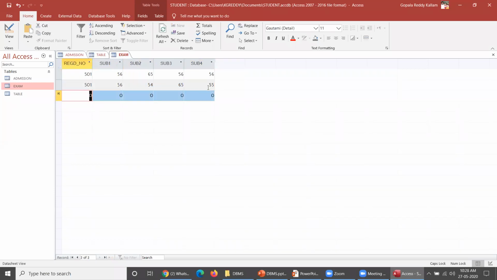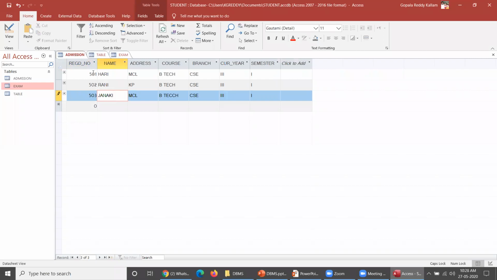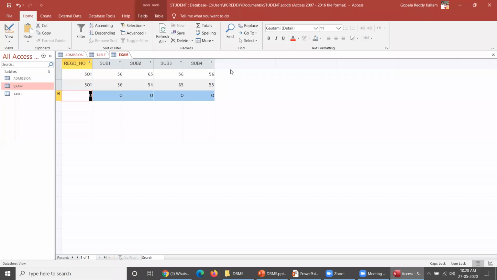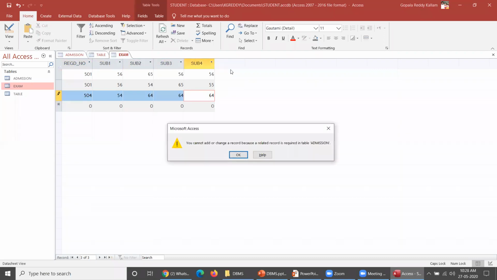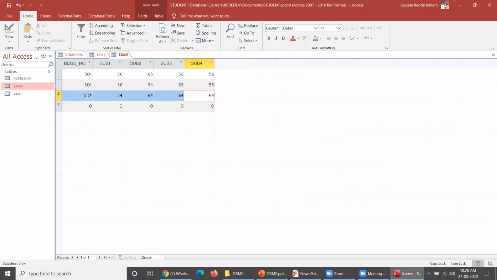Okay. Now you could observe one specific piece of information. I have only three people, 501, 502, 503. In examination, if I am trying to enter 504 and some data is entered by me, at the end it will ask you some question. Look at this. I did not find any related data in admission. 504 is not available. How could you enter this? It is not possible. Such a message will be displayed to you.